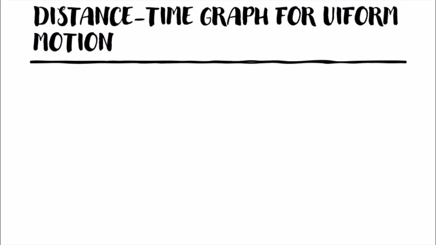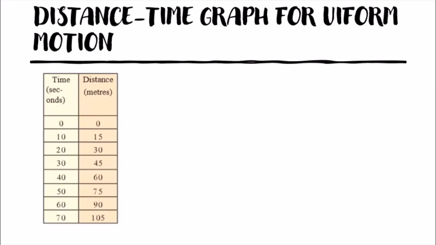Now in the previous video we had learned about uniform motion and non-uniform motion. I hope you all remember. If an object covers equal distance in equal time interval, it is said to be moving with a uniform speed. So, for uniform motion, we require two things, that is distance and time. Here in this table, time is given in seconds and distance is given in meters.